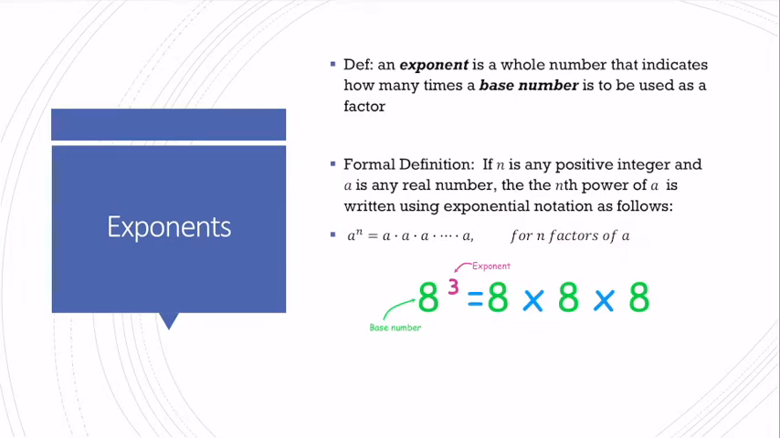So the first thing I want to talk about is what an exponent is. An exponent is a whole number that indicates how many times a base number is to be used as a factor. What does that mean? If I have 8 cubed, or 8 to the third, we say cubed. That means I want to take 8 multiplied by itself 3 times, okay? And this is standard notation, just to make things a little simpler.